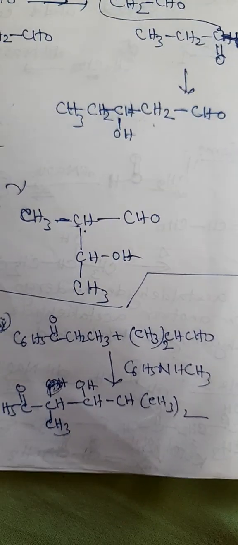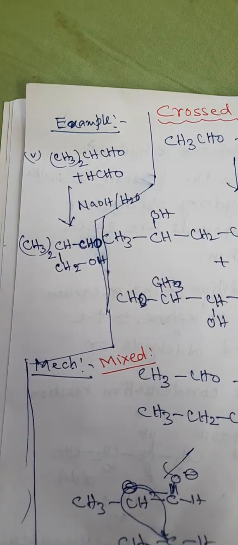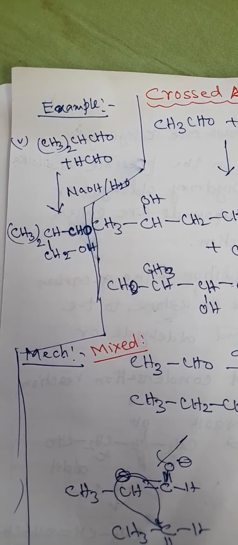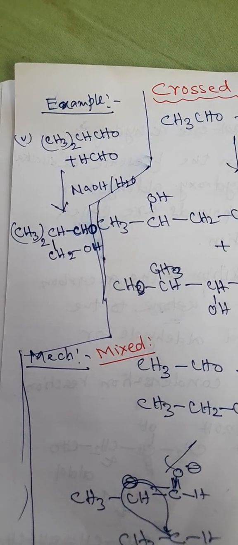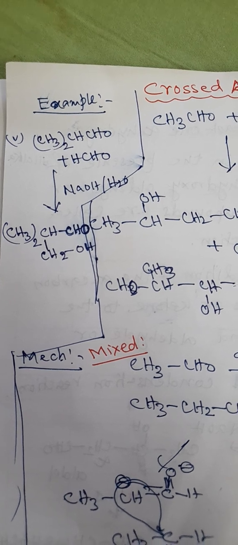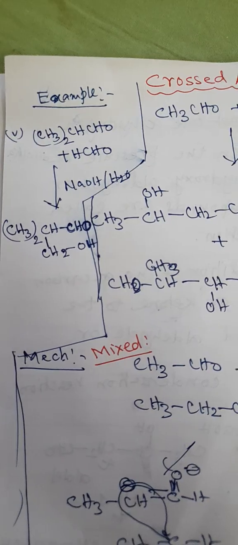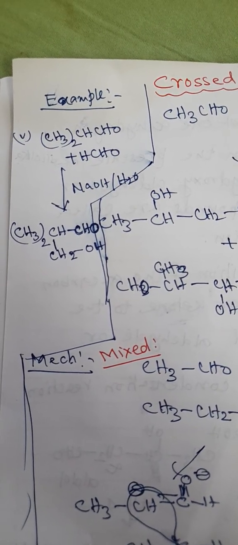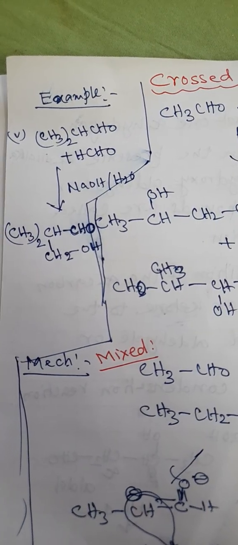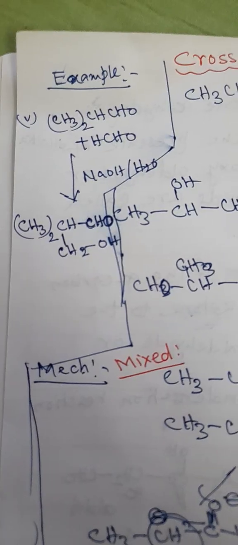Similarly, if you take this example here, isobutyraldehyde, and react it with a formaldehyde molecule, this isobutyraldehyde compound has the alpha hydrogen, but the formaldehyde doesn't have any alpha hydrogen. So the enolizable carbon of isobutyraldehyde is going to react with the aldehyde group of formaldehyde and form this kind of mixed aldol product.